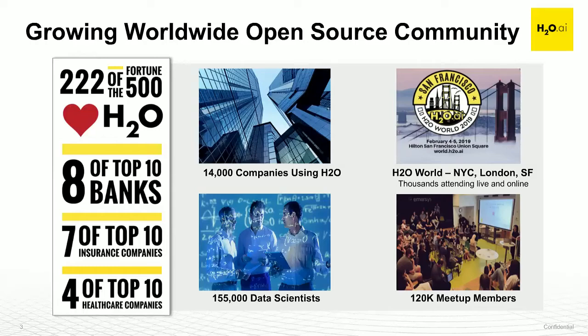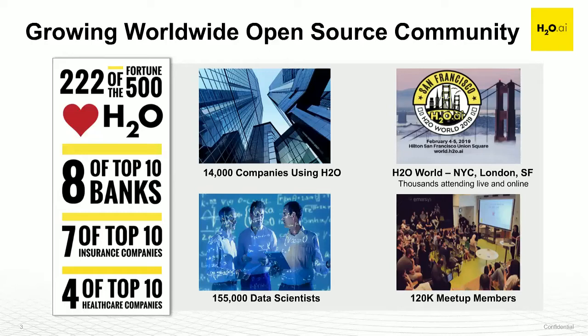H2O.ai is a growing open source community. We have been in business for about 7 years now. In the process, we have created a massive ecosystem of data scientists, developers, and enterprises using machine learning in various different forms. We believe close to half of the Fortune 500 companies, including a lot of the top 10 banks, insurance, and healthcare companies, are currently using H2O open source software. We also have an ecosystem of nearly 18,000 companies globally using H2O and close to 200,000 data scientists.